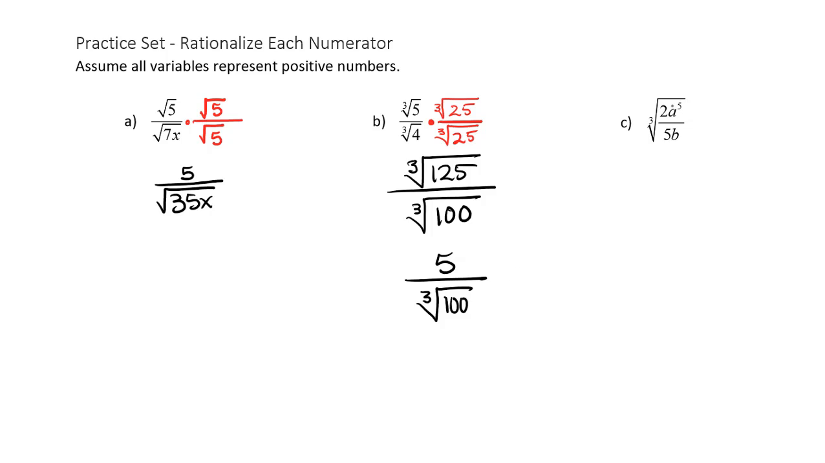Lastly, we have the cube root of 2a to the 5th over 5b. Let's see what we can do here. We need to rationalize the numerator. So let's first break this up into two parts: the cube root of 2a to the 5th over the cube root of 5b. We are missing two more factors of 2 to get an 8. So we need one of those.